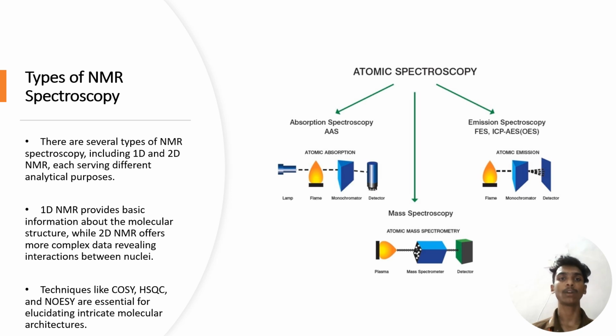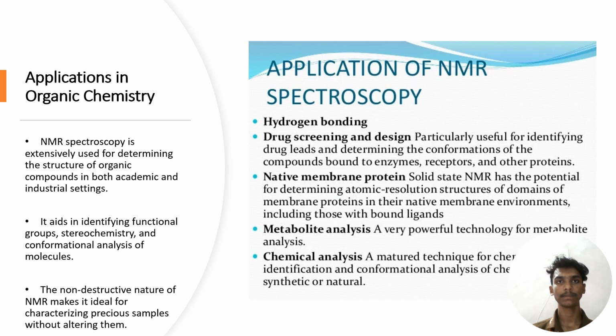The types of NMR spectroscopy. There are several types of NMR spectroscopy, including 1D and 2D NMR, each serving different analysis purposes. 1D NMR provides basic information about the molecular structure. 2D NMR offers more complex data, revealing interactions between nuclei. It gives a lot of information about the structure of the molecule. Techniques like COSY, HSQC, and NOESY are essential for elucidating intricate molecular architectures.